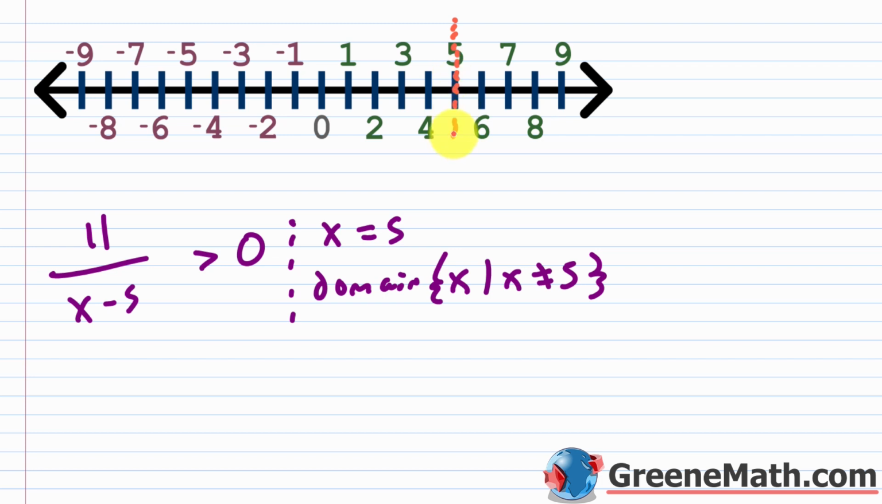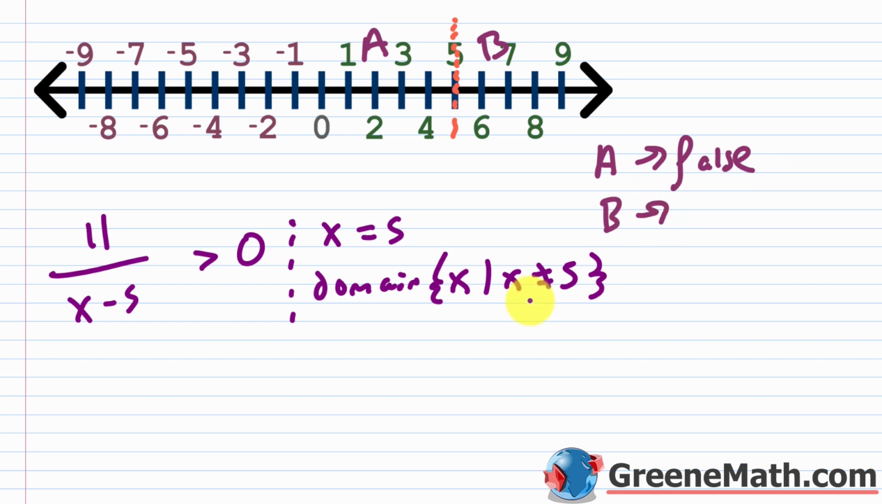So coming to the number line, let's look at 5. We'll put a little vertical line there. Essentially, I just want to test on the left side of 5 and the right side of 5. So let's call this A, anything less than 5, and let's call this B, anything greater than 5. For A, let's just use 0. You'd have 11 over 0 minus 5, which is negative 5. So positive over negative would be negative, and that's not greater than 0. So A would be false. Nothing's going to work in A.